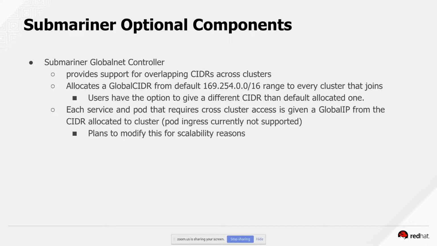The user can give a differentiator if you want. For example, if for some reason you're using 169.254 in one of your clusters and it does not work for you, you can specify a differentiator that is supported. Another thing you can do is specify the size of the chunk that you want to allocate to a cluster. You may have clusters of different sizes, and it does not make sense to give a /24 to each one of them. Some may need fewer pods, some more, so you can control that also. As I said, every service and pod is given an IP, but we plan to change it for scalability reasons because it will not scale very well. As you can see, it's a 2^16 IP address limit, and you can run into it pretty quickly.